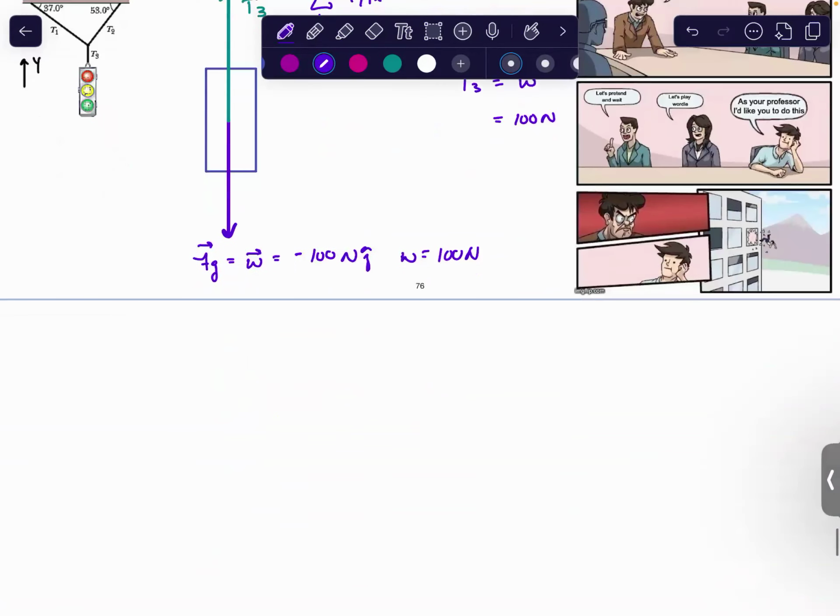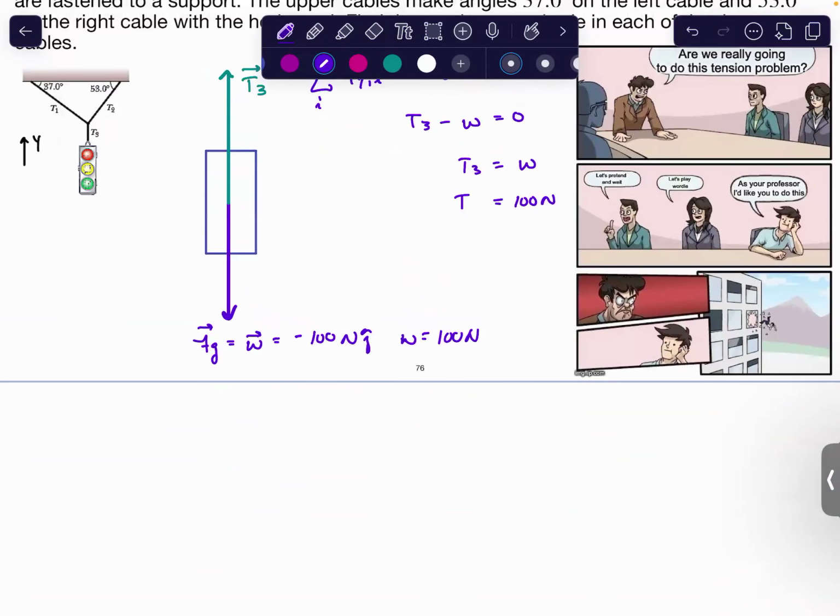Now, let's look at the other. So we found T3. Oh, that was a lot easier than I thought. Now we have to find T1 and T2.